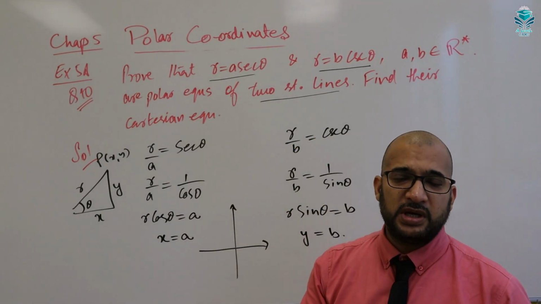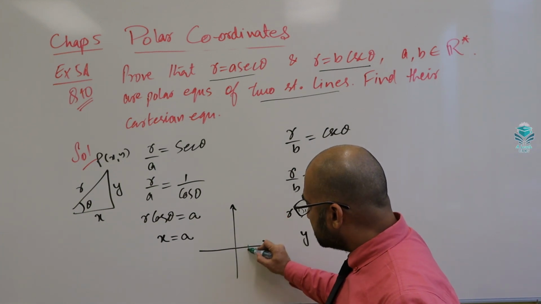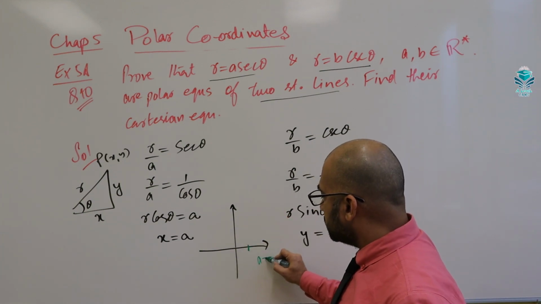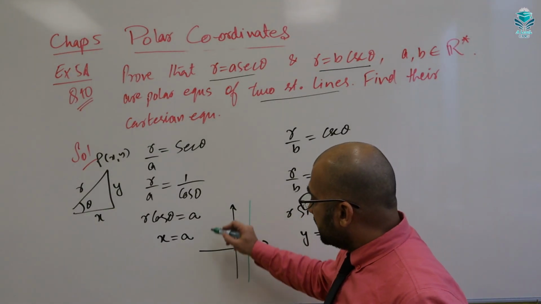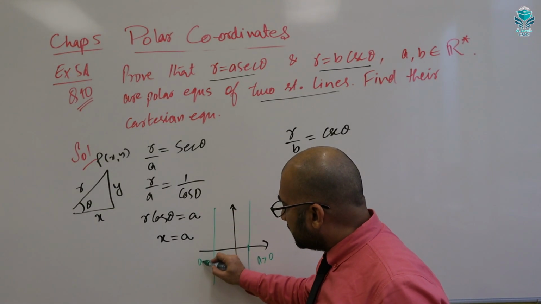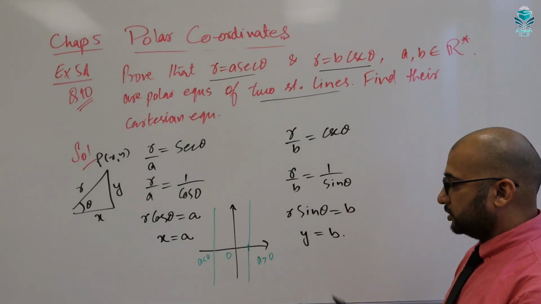x is equal to A means the line is parallel to the y-axis. Let's say A is positive, then the line parallel to the y-axis is this. If A is negative, then the line parallel to the y-axis lies on the left side of the y-axis.